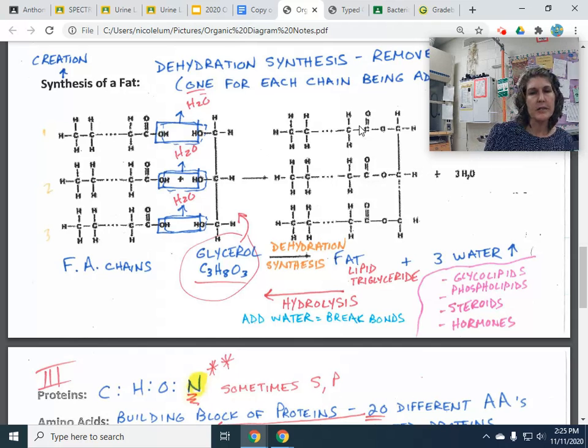Some of your steroids and hormones are lipid-based. So we'll talk about cholesterol and steroid nucleus. You guys saw that in the typewritten notes. You'll see it in the next set of notes as well. Hormones, testosterone and estrogen and cholesterol are the ones that we were looking at there.